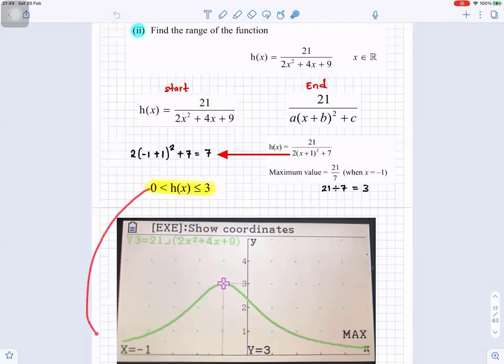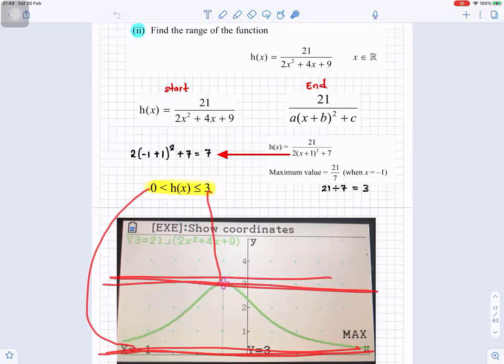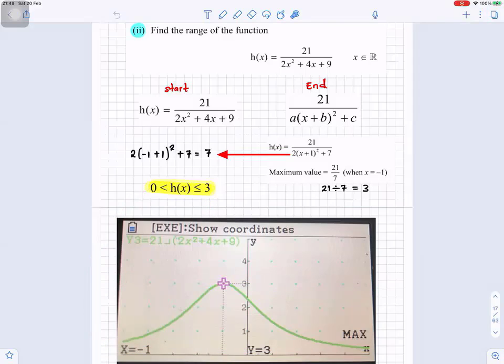And if you look at the curve there, it starts from this bottom point there, 0, and it goes to this top point, 3. So that's what the range is. From 0 up to 3. That's the range there. So it's less than 0. It doesn't include 0 because it doesn't touch this line. It does not touch this line, y equals 0. So that's why it says less than. So it starts from less than 0, and then it goes up to 3 because it touches that point 3 there. So that's what the range is.